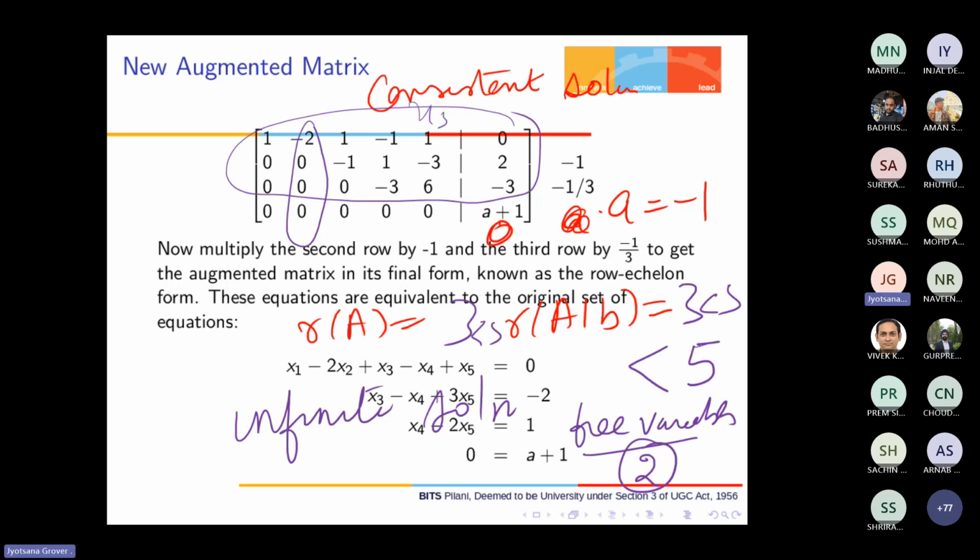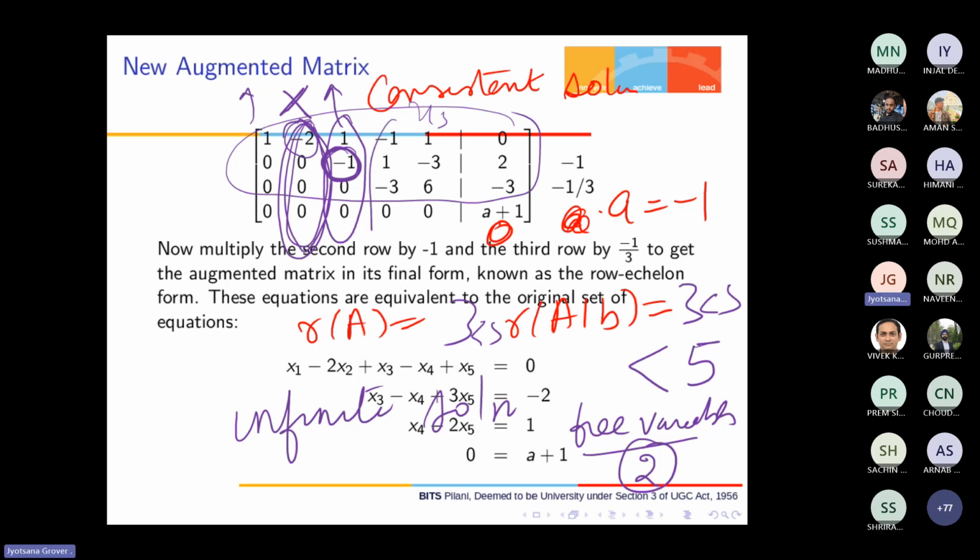I think X2 and X5 are the free variables. See, this column does not contain any leading entry, right? Because -2 is not a leading entry. The leading entry is the first non-zero entry of a row. So this cannot be a pivot variable. What about this? This is a pivot variable because it contains the leading entry of row 2. The leading entry is the first non-zero entry, so this is a pivot column.